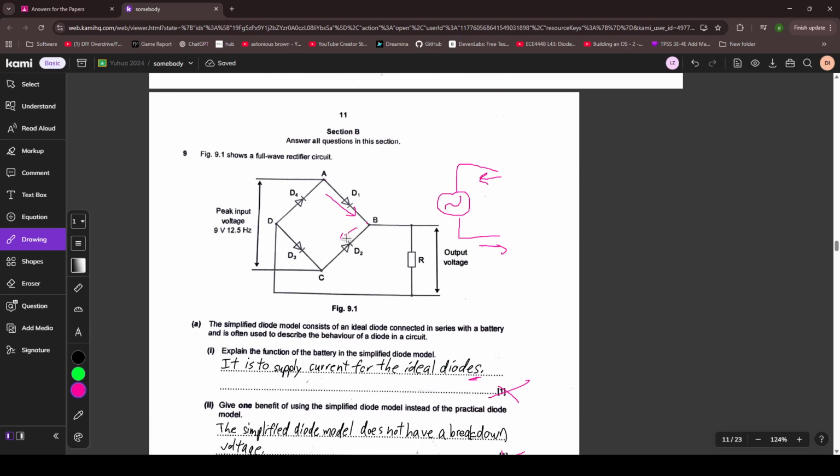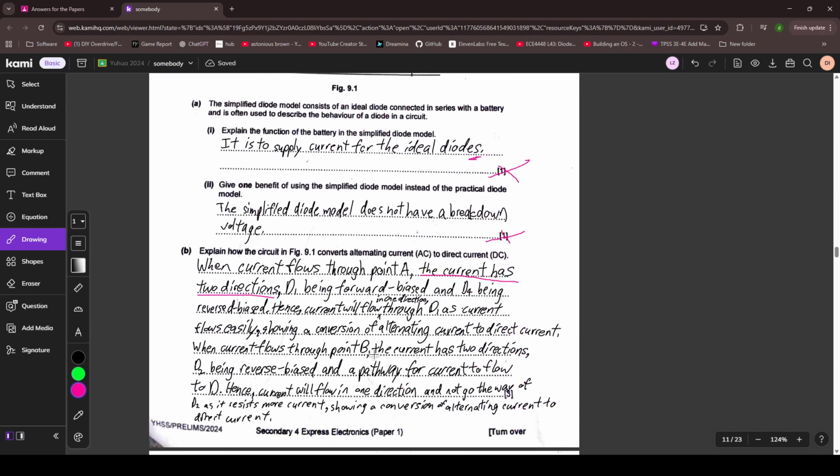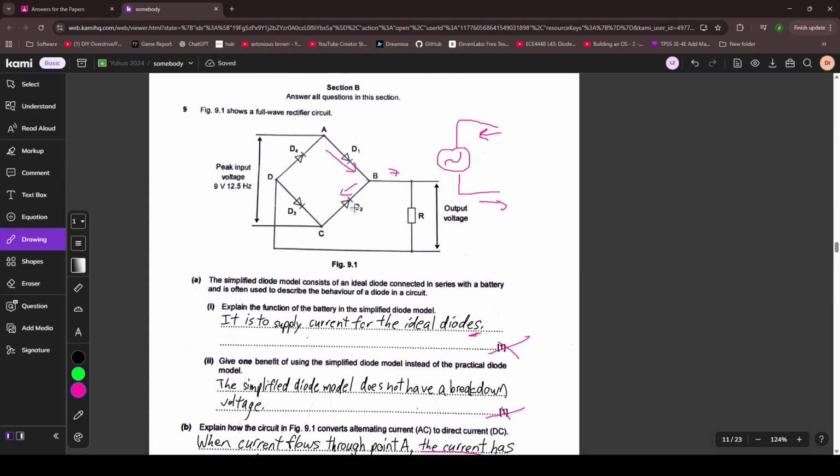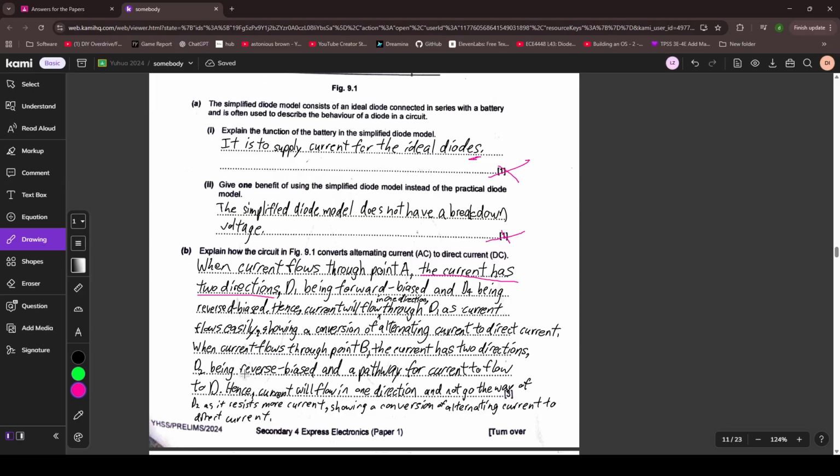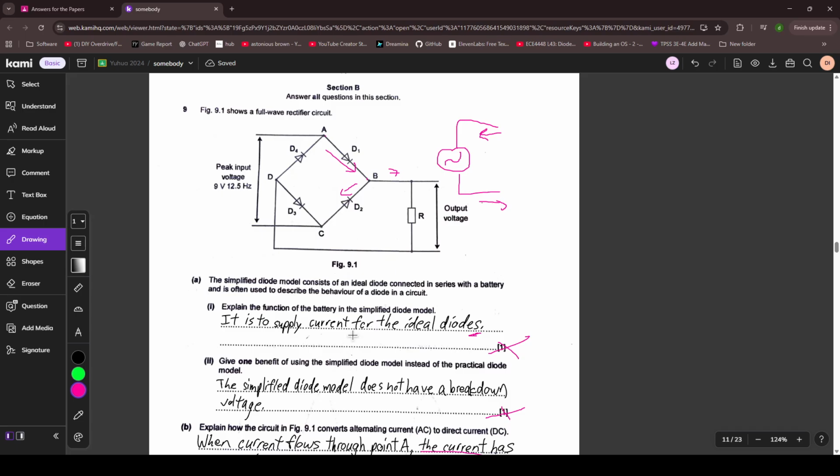When current flows through B, the current has two directions. Again, it has choices. It can go either here or here. But because D2 is in reverse bias, it will not go to D2. D2 being reverse biased and a pathway for current to flow to D. Yeah, the English is bad. Hence, current will flow in one direction and not go the way of D2 as it resists more current, showing a conversion of alternating current to DC. Yeah, that's not going to cut it.